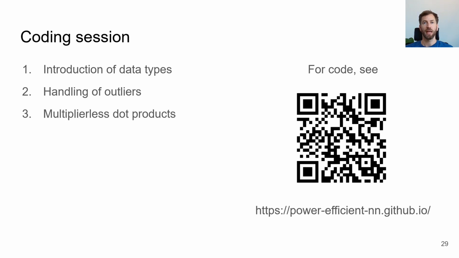Now let's dive into some hands-on coding session. This coding session will cover the introduction of data types, handling of outliers, and multiplierless dot products. If you want to follow along or even want to modify the code yourself and execute some stuff, gather some hands-on experience, I encourage you to follow the QR code or URL as listed on this slide. In my opinion, only if you touch it, you learn it. So please take this as an interactive session and try things out yourself.